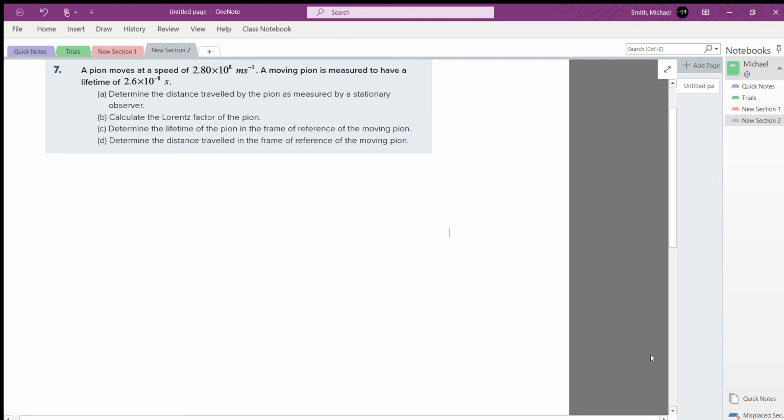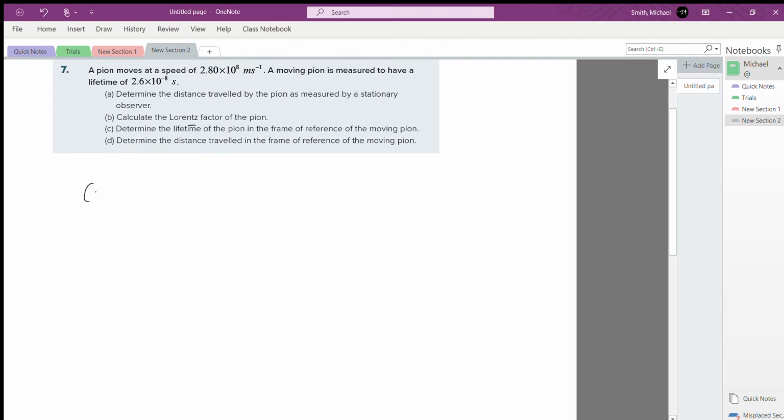This is question 7 from the SACE Stage 2 Physics course companion from chapter 1.4 Relativity. Here we have a pion moving at a speed of 2.8 times 10 to the power of 8 meters per second, and in the frame of reference where it's moving, it has a lifetime of 2.6 times 10 to the power of minus 8 seconds. First, we need to determine the distance travelled by the pion as measured by our stationary observer, so that's the same time that we just have in the question.